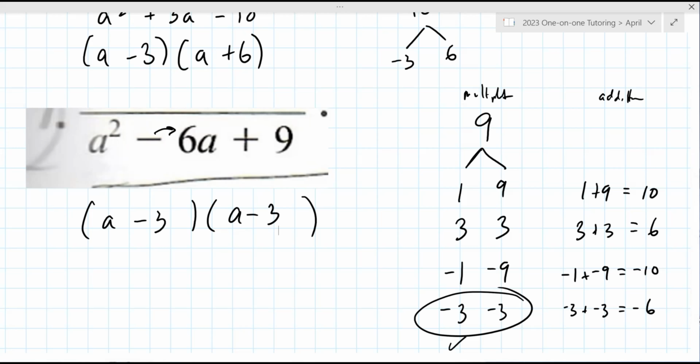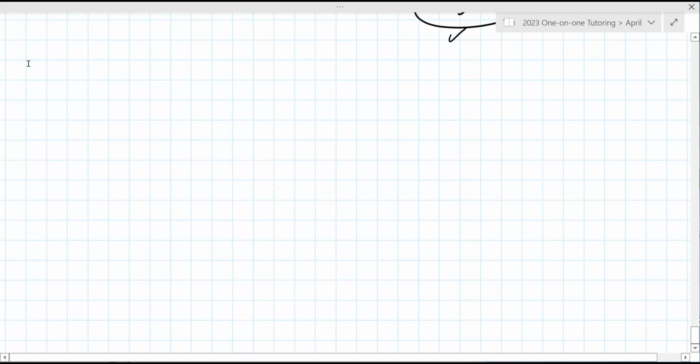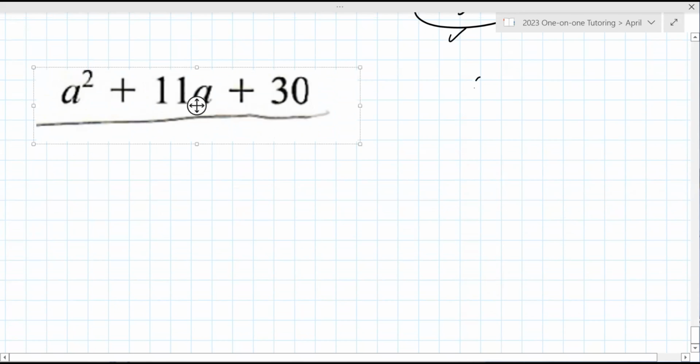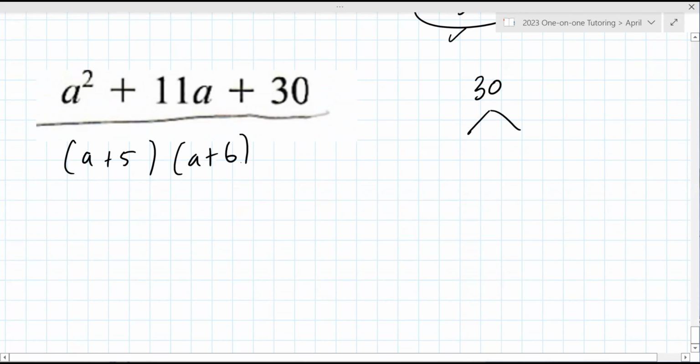All right, almost there. You're looking for two numbers that multiply to 30, but they have to add to positive 11. Oh, 6 and 5. A plus 5, a plus 6. Okay, great.